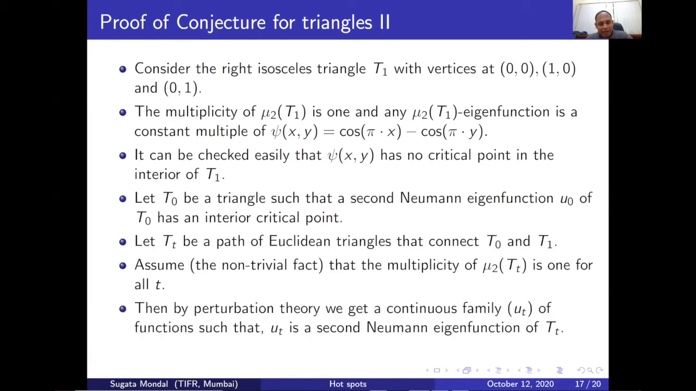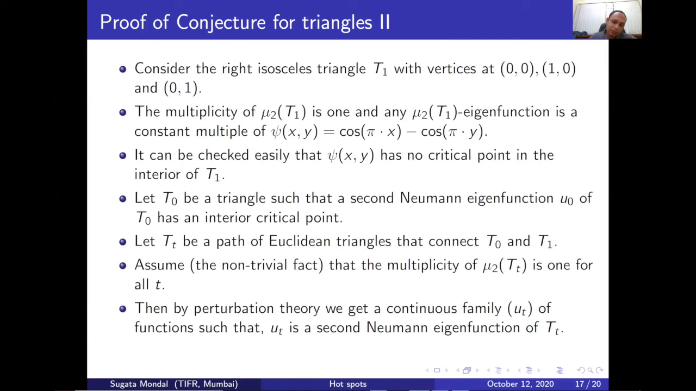Now, once you have this kind of result, what you can do is use perturbation theory a little bit. Corresponding to this path T_t of Euclidean triangles, you can actually find a nice continuous family u_t of functions such that u_t is the second Neumann eigenfunction of T_t. Now, when I say this, one has to be a little bit careful.